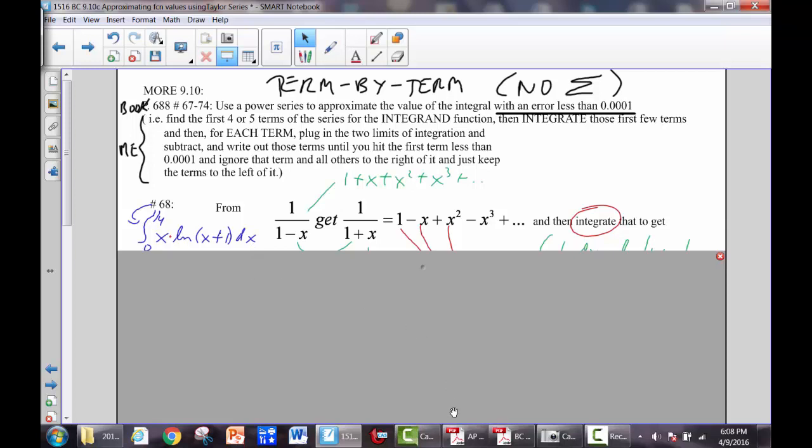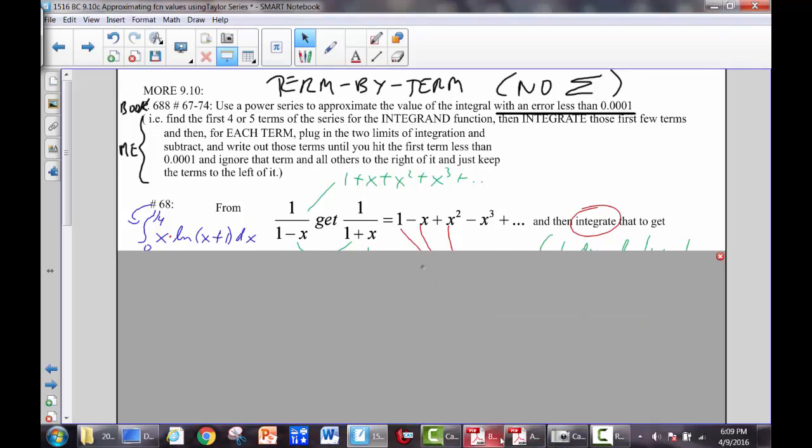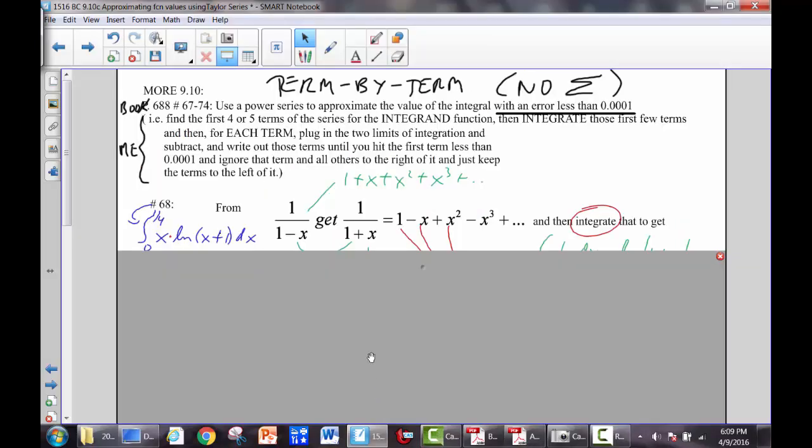So for number 68, let me pause and pull up the text. Okay, so we're looking at number 68 in the textbook. So here's number 68 right here. It says use a power series to evaluate the value of the integral with an error of less than 0.0001. So here's our function, and we're going from 0 to 1/4.